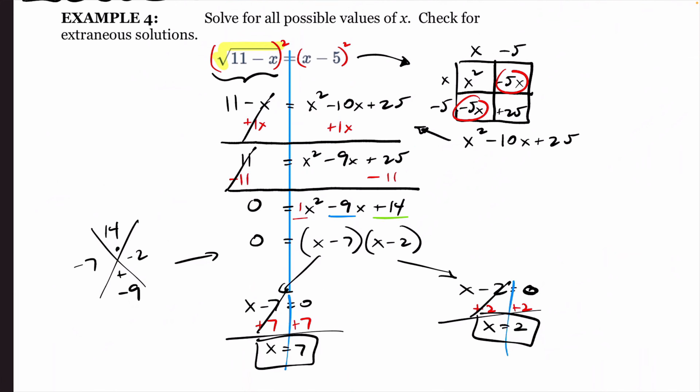One side we have 11 minus x. So first thing I'm going to plug in is 7. 11 minus 7 is 4. What's the square root of 4? 2. Do I get the same answer if I plug it in over here? 7 minus 5? Do I get positive 2? Yeah. 7 minus 5 is positive 2.